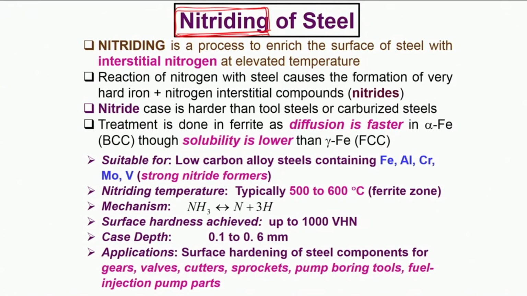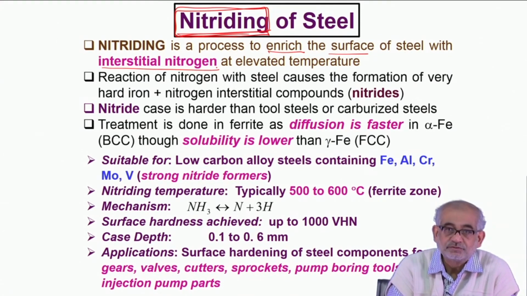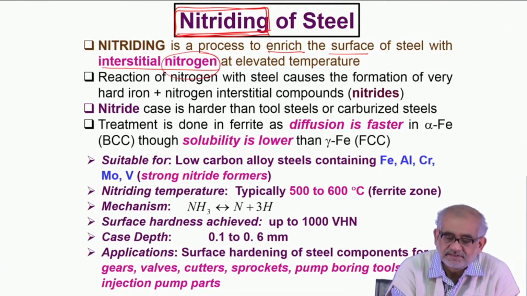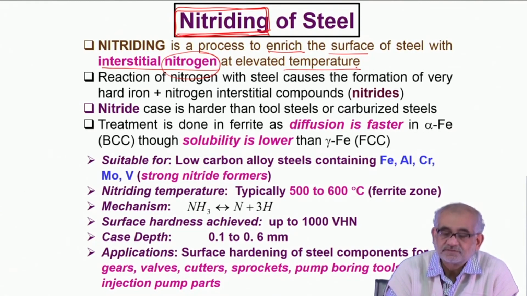Nitriding essentially means we are going to enrich the surface of steel with nitrogen, and nitrogen is one of those four elements which are small enough to find a place in the interstices of alpha iron or BCC iron. For example, we all know that hydrogen, carbon, nitrogen and oxygen are the elements which can easily be accommodated in the interstices. So this technique is all about introducing nitrogen in the interstices of steel at the surface up to a certain depth. This is a diffusion controlled, thermally activated process, so it is usually conducted at elevated temperature.